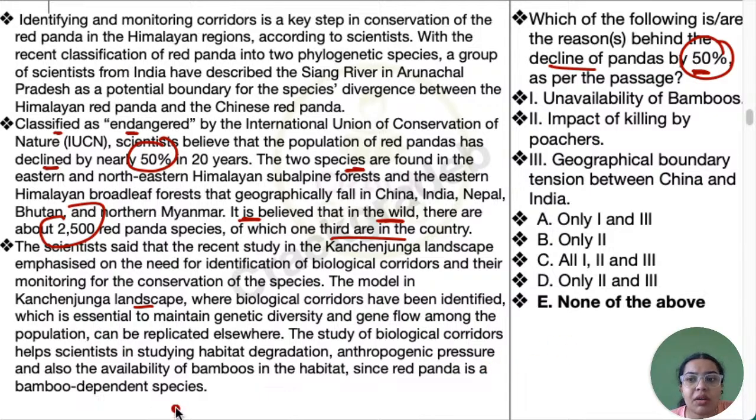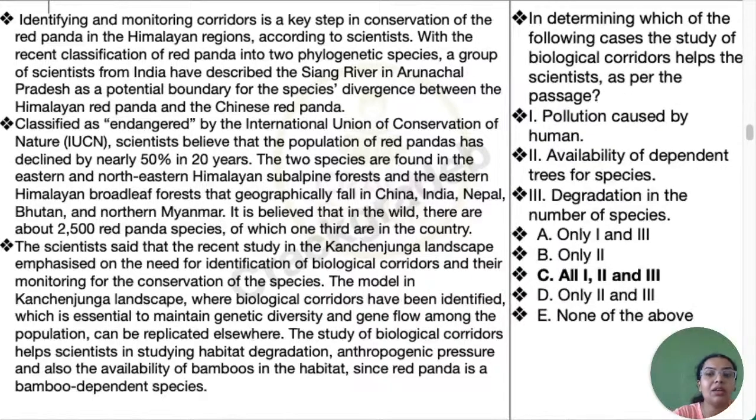So there is nowhere any reason mentioned. So none of the above you can confidently mark. If there was any reason then we could have mentioned it. It is not there, so from where will you mark? Simply the answer becomes none of the above. The third one.